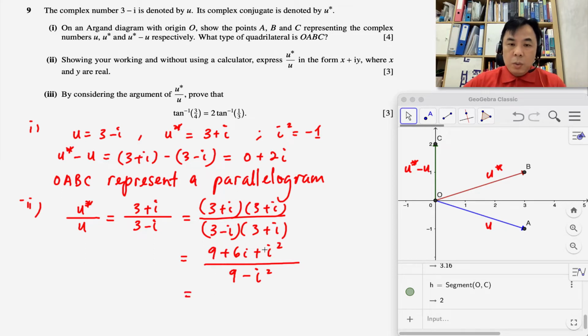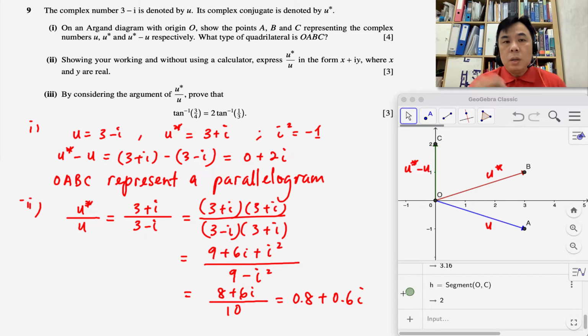Therefore, you must be very careful with the i squared here. Right. Now, knowing that this is -1, we have 8 plus 6i over the denominator, which will become a 10. Now, in this case, you can either leave it as 0.8 plus 0.6i, or you can leave it as fractions. Right. So there you have it, question 1 and question 2.